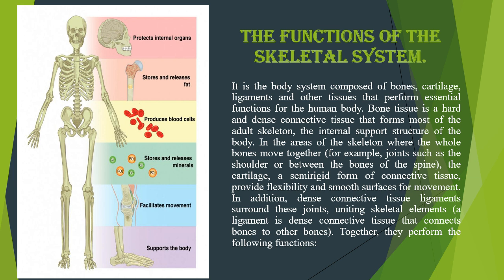The cartilage, a semi-rigid form of connective tissue, provides flexibility and smooth surfaces for movement. In addition, dense connective tissues, ligaments, surround this joint, uniting skeletal elements. A ligament is dense connective tissue that connects bones to other bones. Together, they perform the following functions.